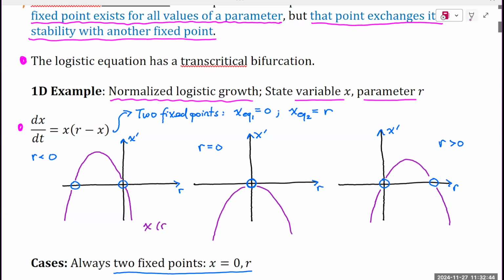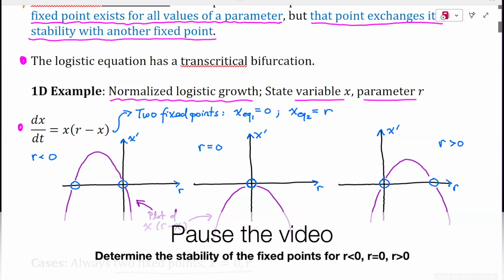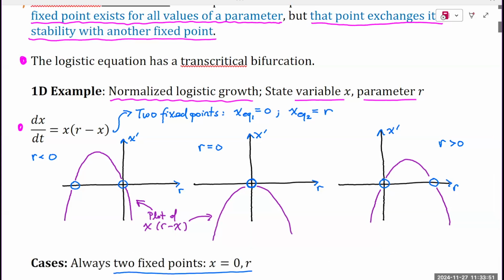When r is negative, there will be a second fixed point for negative r. When r is 0, there will only be one fixed point, r is 0, x is 0. And for r positive, there will be a fixed point at positive x equals r. Take a second yourself to pause the video and figure out the stability characteristics of each of these fixed points.